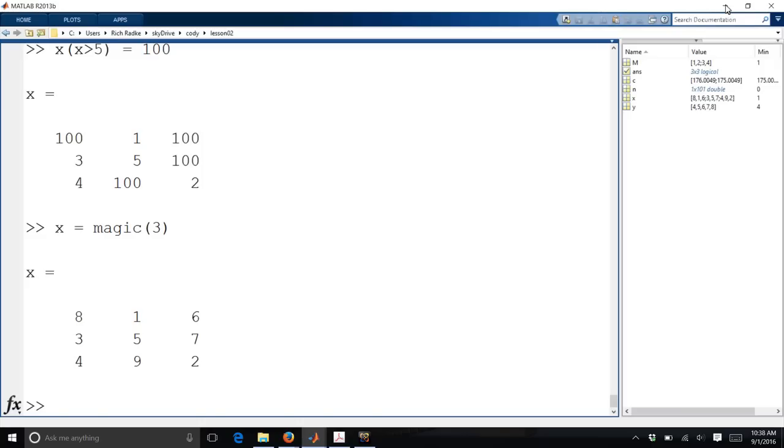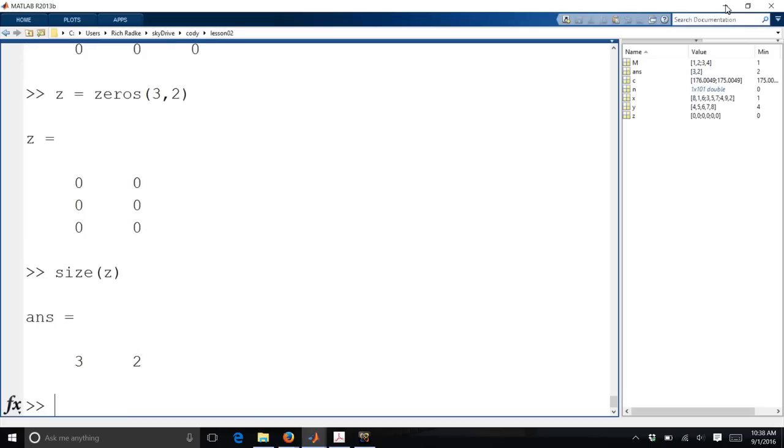So, other special matrices that you may need to make. Maybe I need to make a matrix that is full of zeros, right? That happens a lot. So I can just specify: if I specify one number, I get a square matrix. If I specify two numbers, I get an m by n matrix. And I can use the size command to tell me how big a matrix is. I can do the same thing with ones, so I can ask for a matrix full of ones.